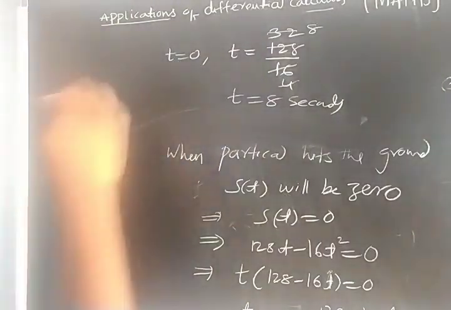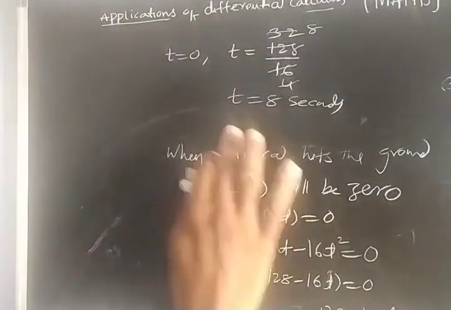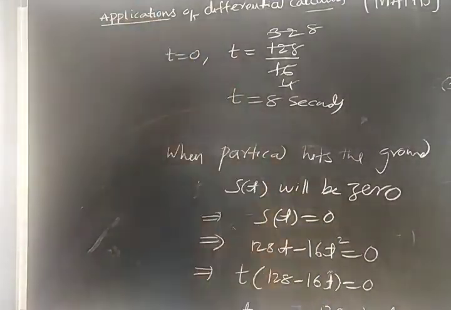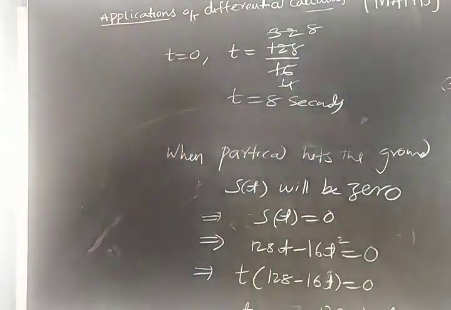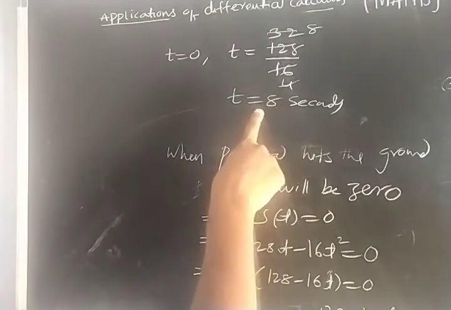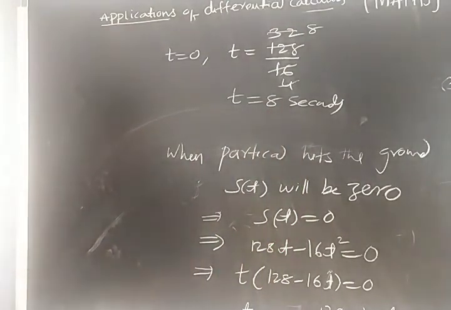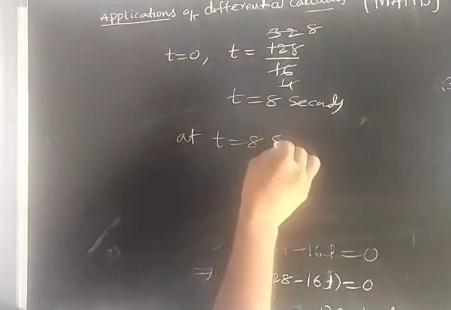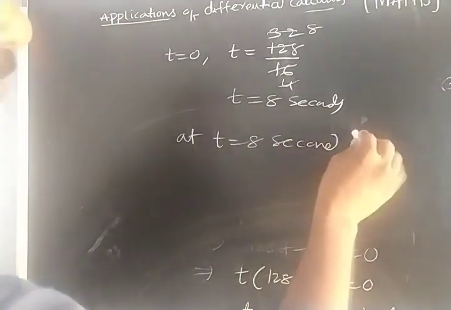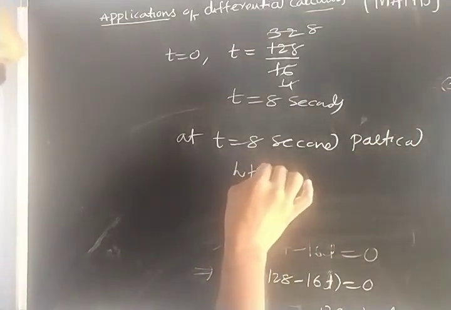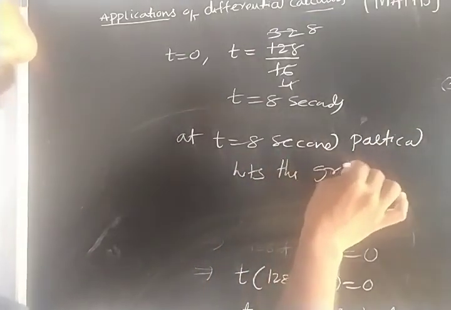t equals 0 means the particle is at rest, the starting time. But when we throw the particle, it will go up and it will hit the ground at 8 seconds. So you have to take t equal to 8 seconds. At t equal to 8 seconds, the particle hits the ground.